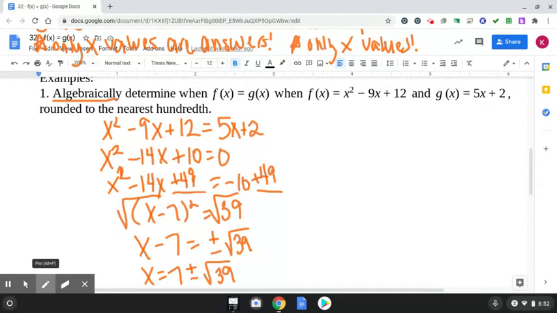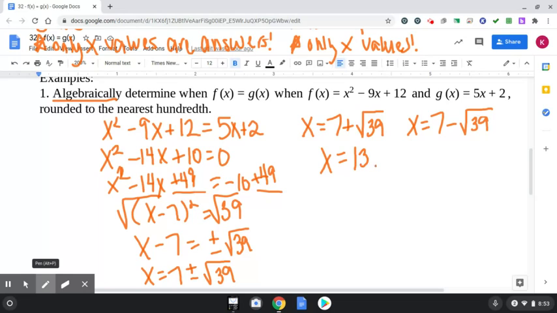Now, if this said in simplest radical form, then you would be done. However, this says rounded to the nearest hundredth, so I have to get actual decimal points. So one of my answers is going to come from 7 plus the square root of 39, and the other one's going to come from 7 minus the square root of 39. So I type each one into the calculator. This one is going to give me 13.24 rounded to the nearest hundredth, and the other one will give me 0.76.